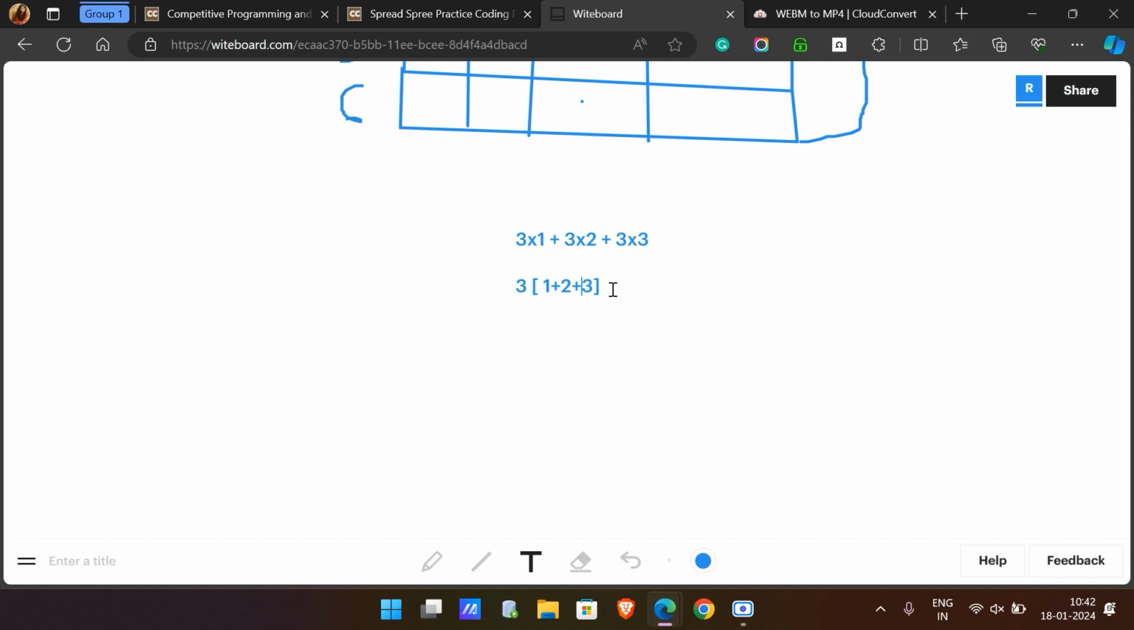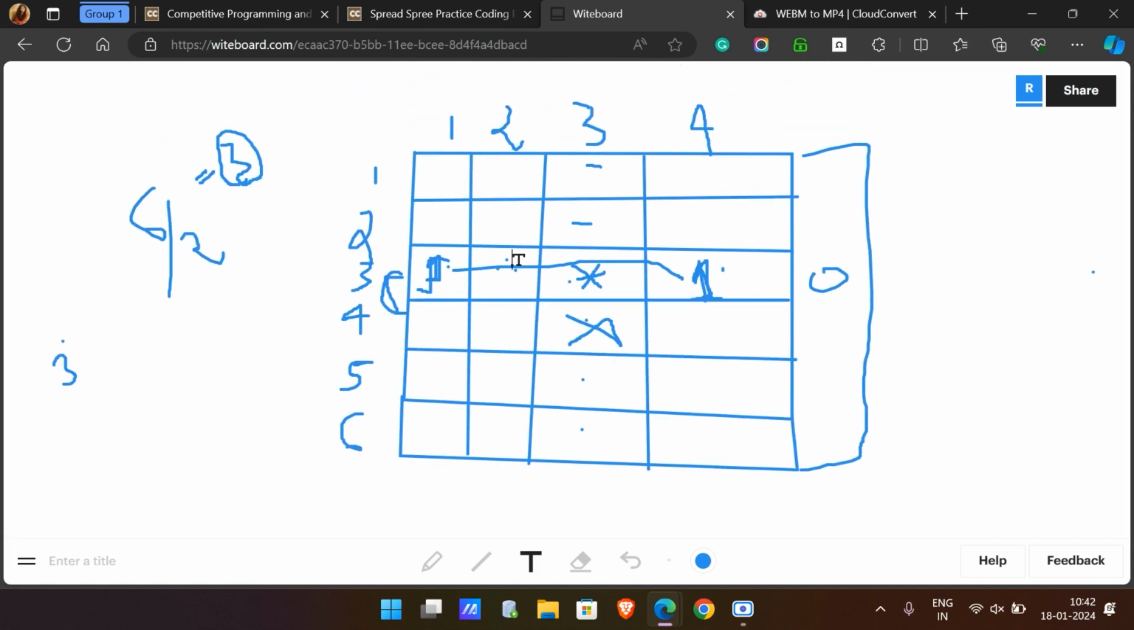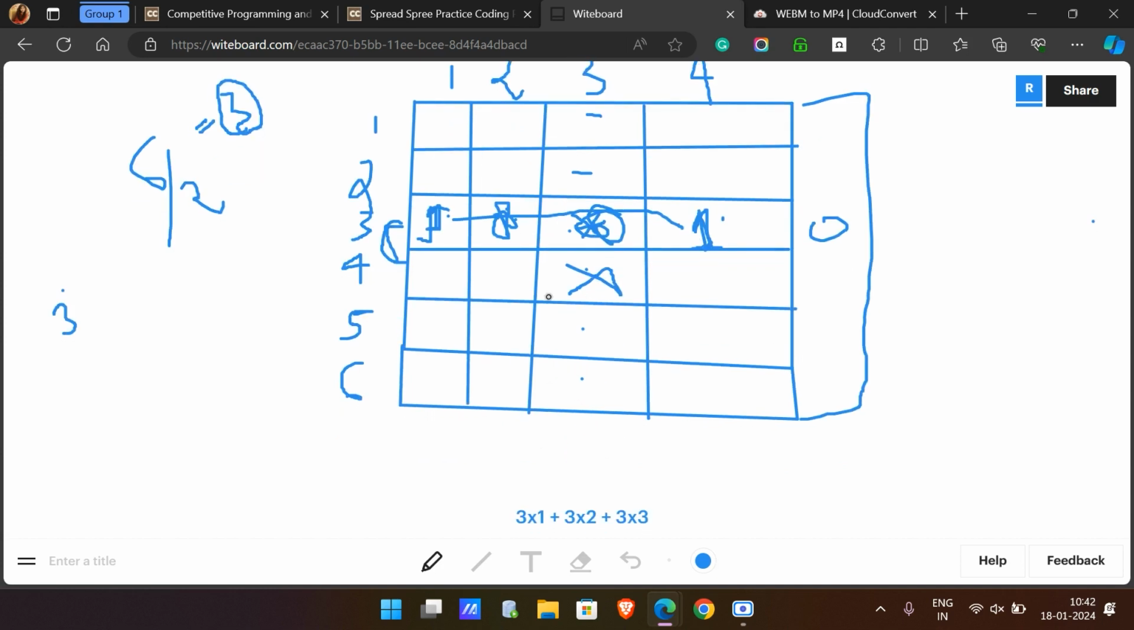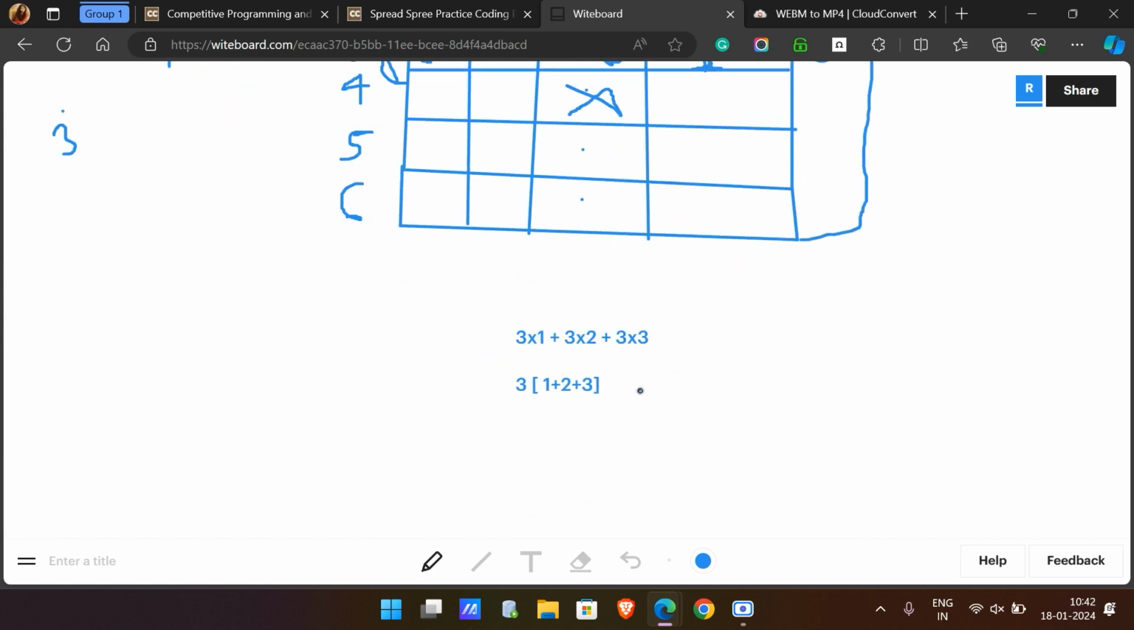Now let's say the minimum number of moves is 2 in this case, then the column that I'll be starting on, this could be my starting column, and the ending column would be this. Now I need 3 into 2 and 3 into 3 only. So I could subtract the starting part, since I know the sum of n natural numbers. I need 3 into 2 plus 3 into 3.